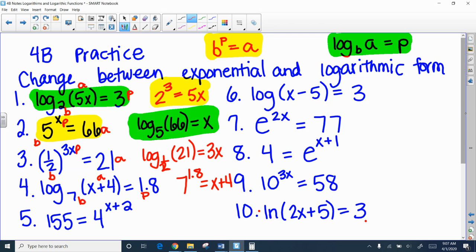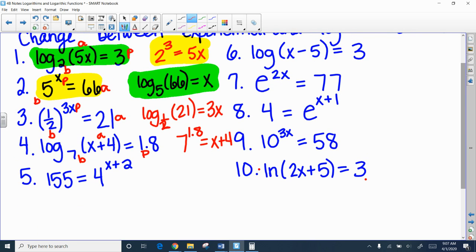Now, number 5, pay attention to the order it's in. This is still exponential. It doesn't say logarithm anywhere, but pay attention to the base and the exponent. This side is actually the base and the power. And so the 155 is the a. So it's not always written in the exact order, so just pay attention to which one is the base and the power. So when I rewrite this in logarithmic form, it's going to be log base 4 of a, so log base 4 of 155 equals p. So that's going to equal x plus 2.